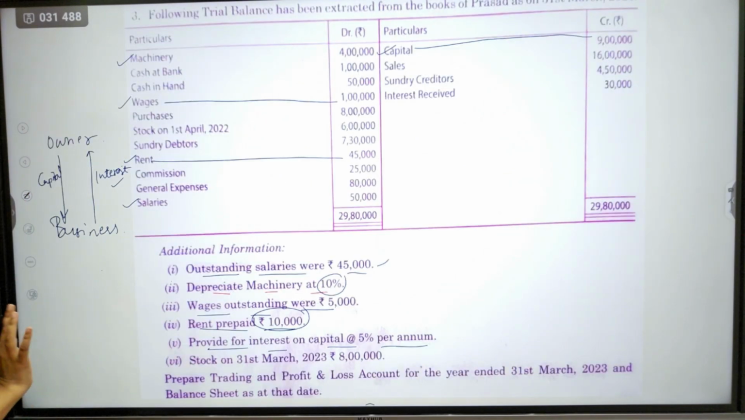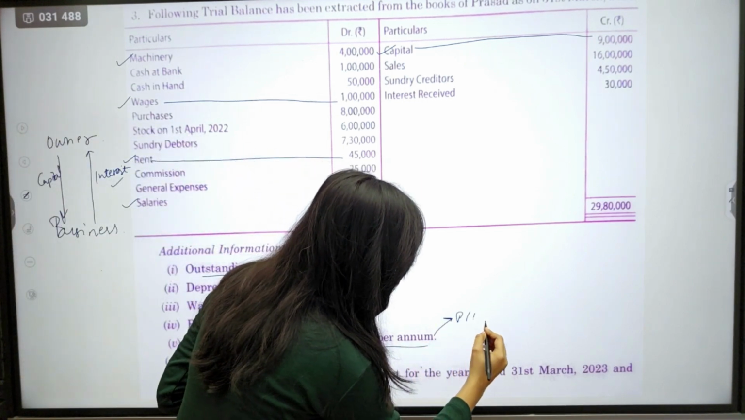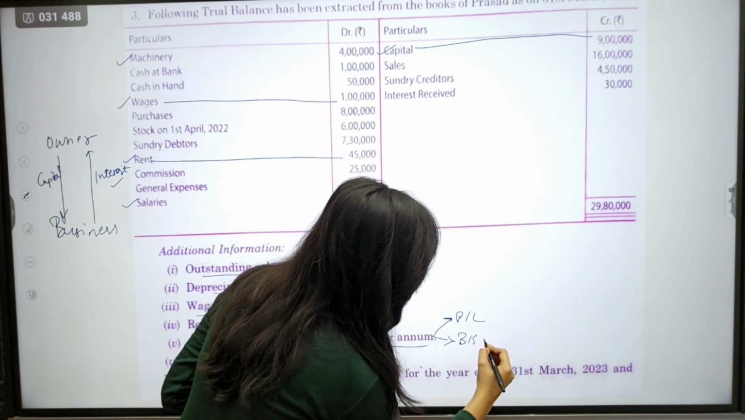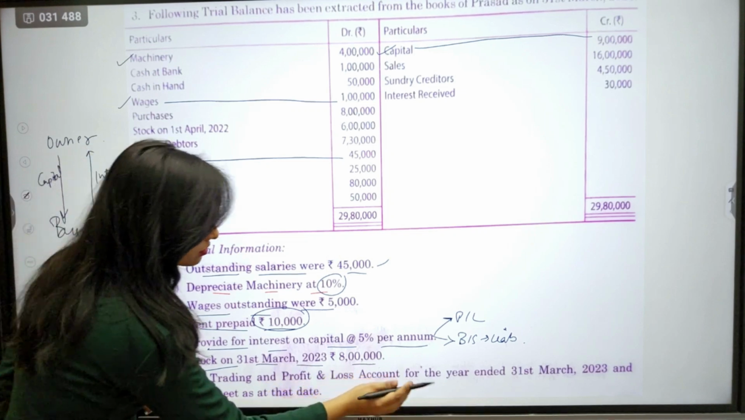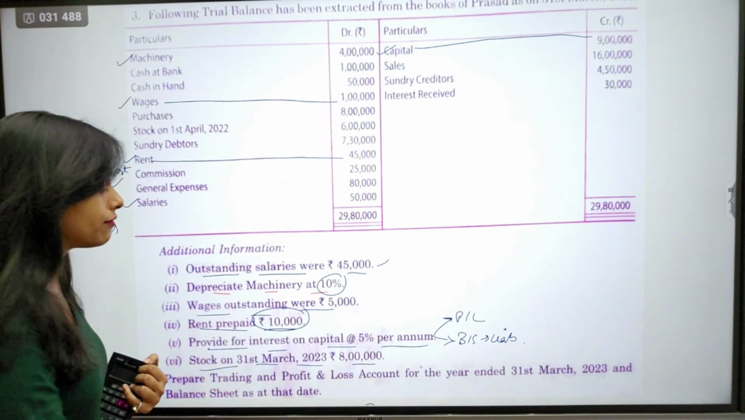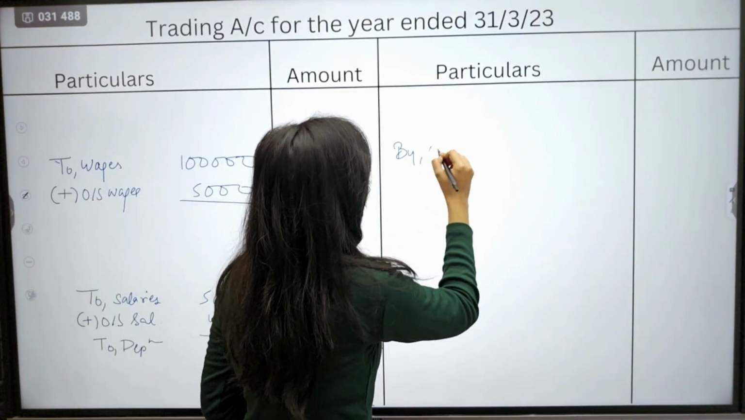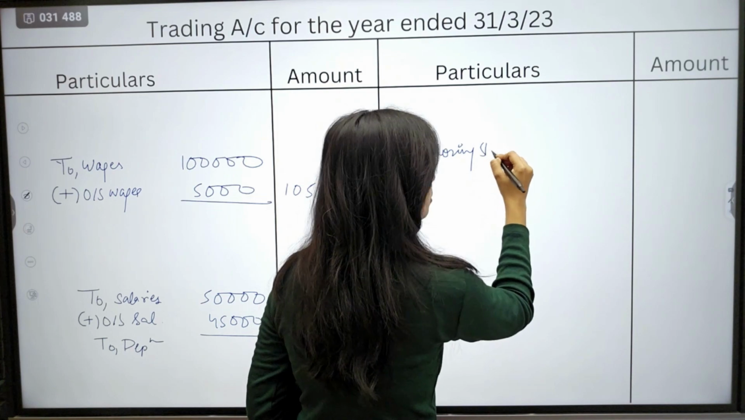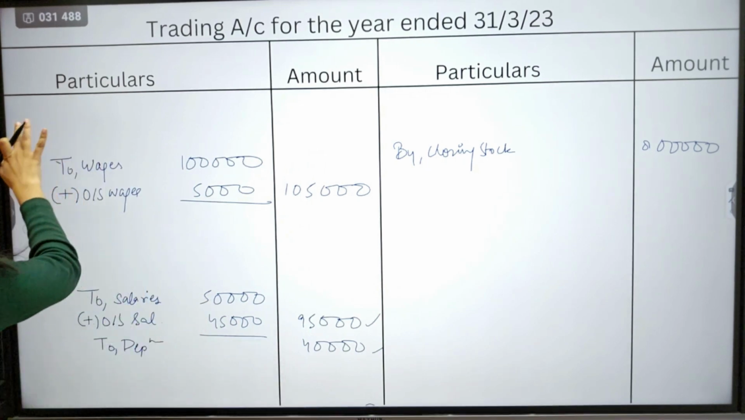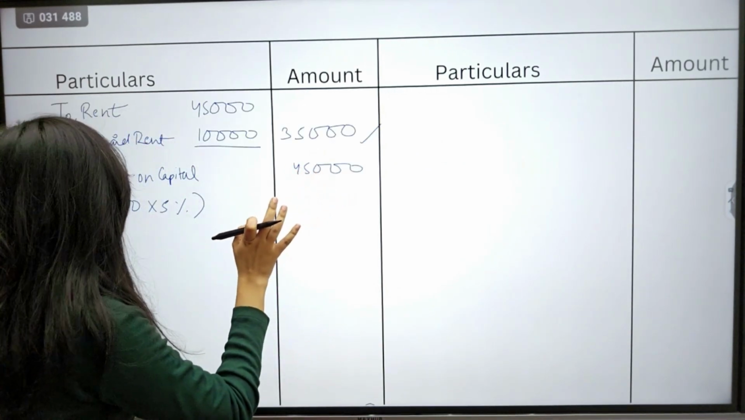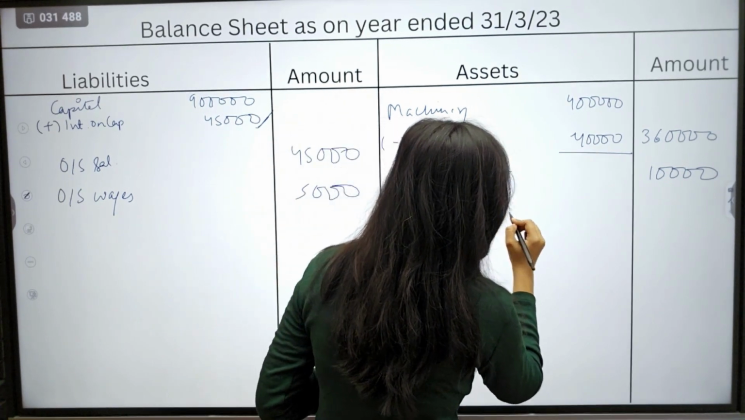Now let's see the next point. We have adjusted the interest in two places. First, we have written it in the PL account as an expense, and next we have written it in the balance sheet on the liabilities side. Okay. Stock on 31st March 2023 was 8 lakh rupees. This is our very pet adjustment. We are going to write closing stock in our trading account, 8 lakh rupees here and 8 lakh rupees in our asset side also. So this is my PL account. Closing stock of 8 lakh rupees.